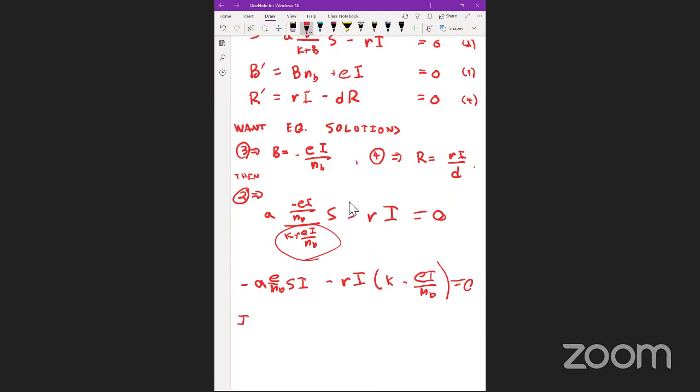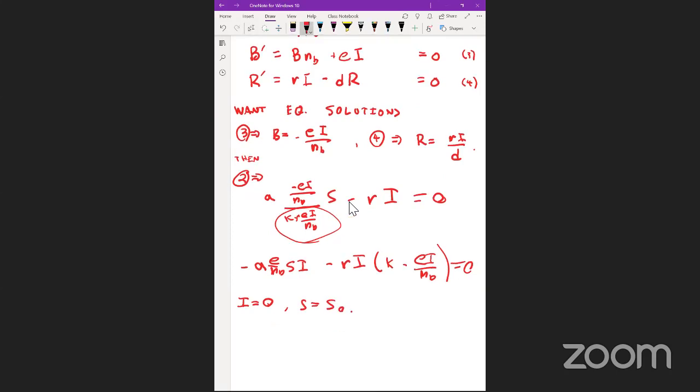There's I equals 0, in which case S is whatever S happens to be, so S naught. And the other family of solutions is when you factor the I out. So S is going to be some big pile of parameters. Factor out I, and then you get some non-trivial expression in terms of S. Those were the two families of solutions that I wanted to see.